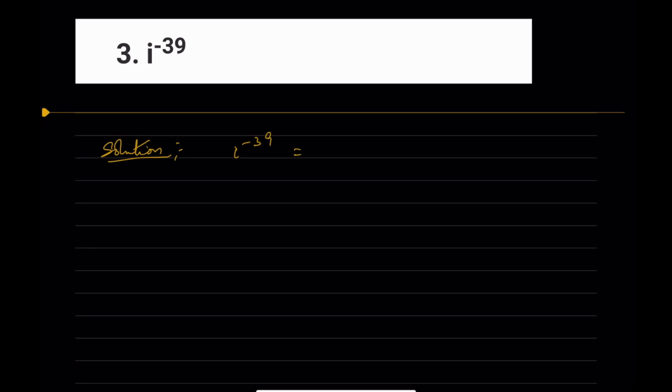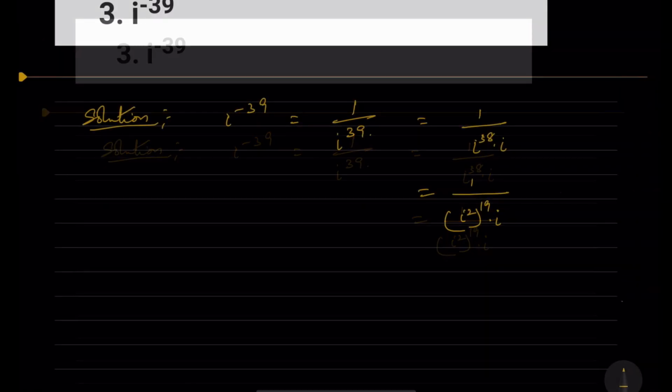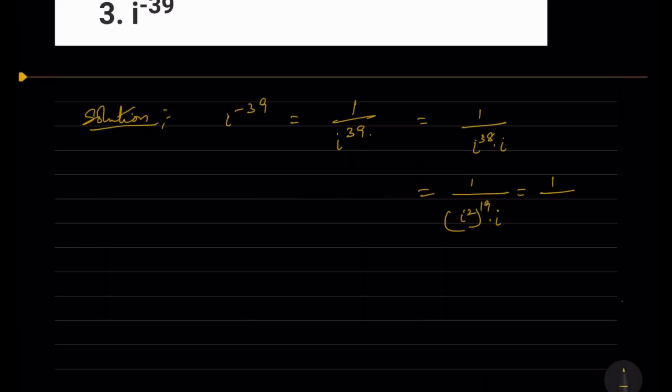So how do we do this? We can write this as 1 by i to the power of 39, which can be written as 1 by i to the power of 38 into i. That is 1 by i square whole to the power of 19 into i. This is equal to 1 by minus 1 to the power of 19 into i, which is 1 by minus 1, since it's an odd power, into i, which is equal to 1 by minus i.